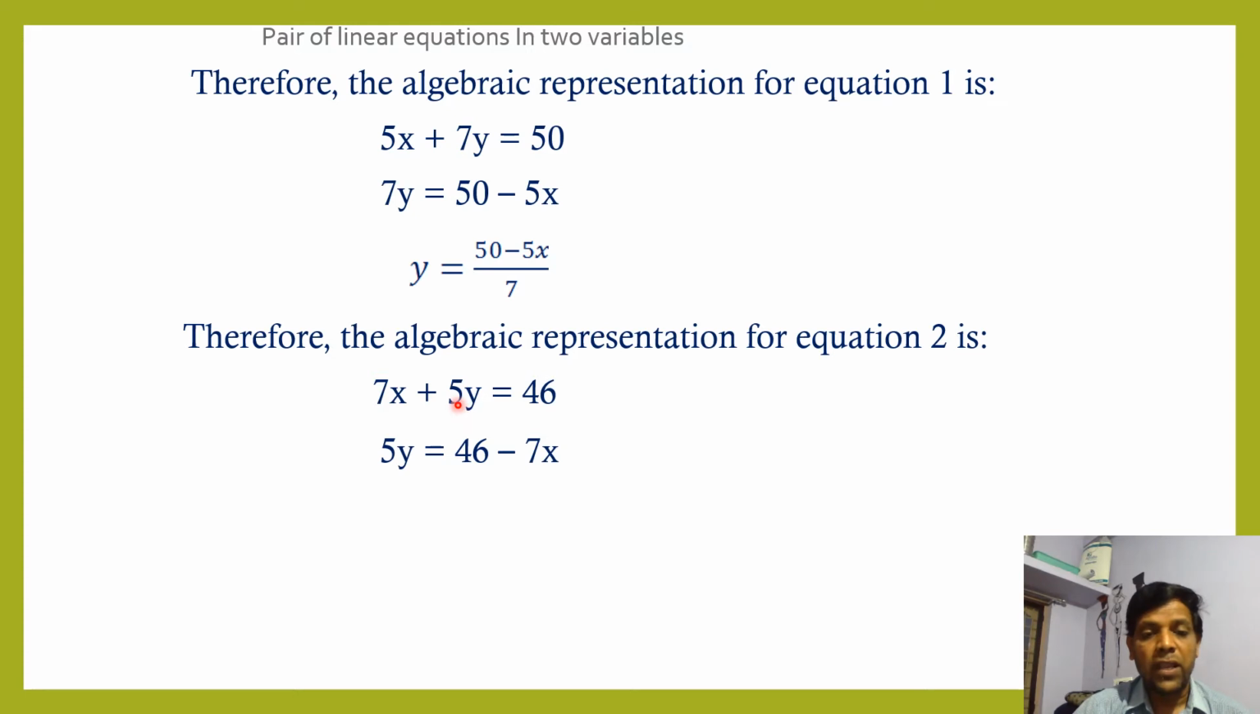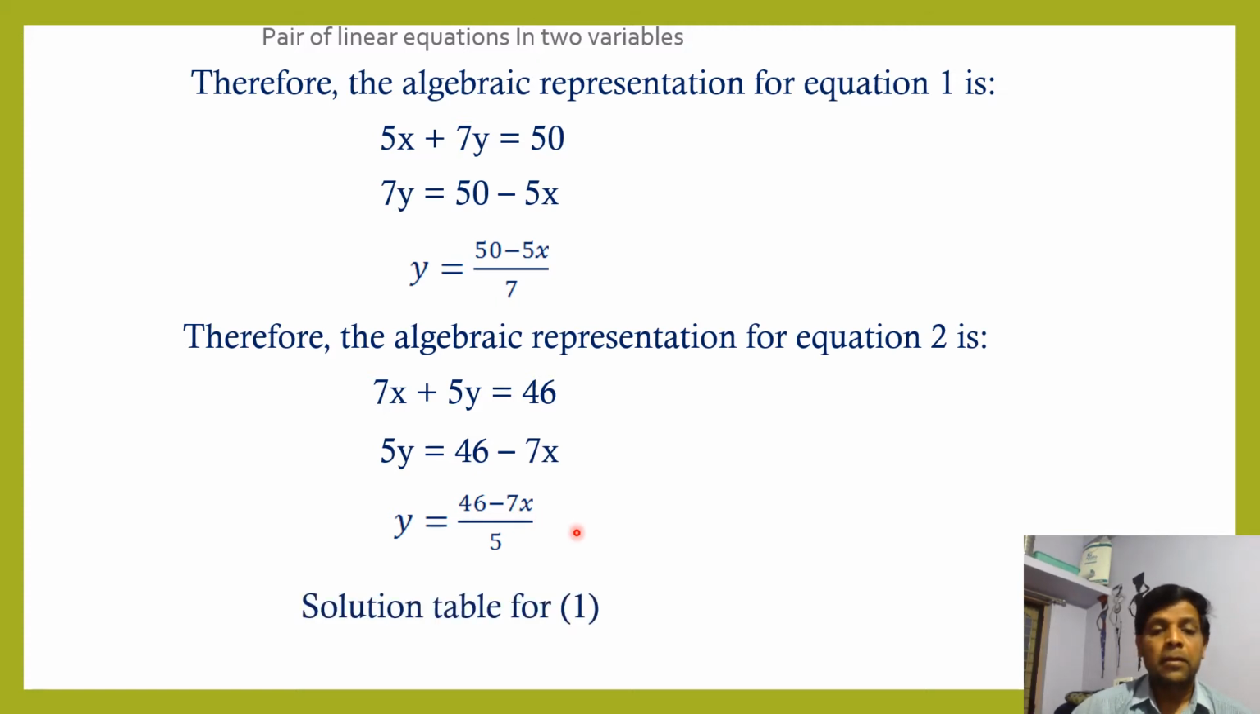Clear? 5y equals 46 minus 7x, then y equals (46 minus 7x) by 5. So 5 is in the multiplication position; transpose 5 from LHS to RHS and it becomes the division symbol. Then y equals (46 minus 7x) by 5. Clear? Now the solution table for the first equation. So what is the first equation? 5x plus 7y equals 50.